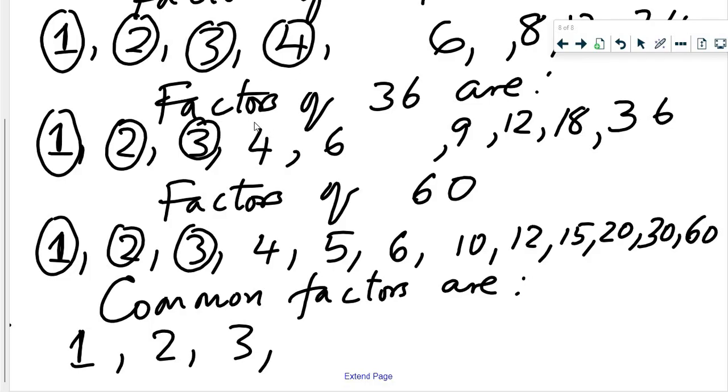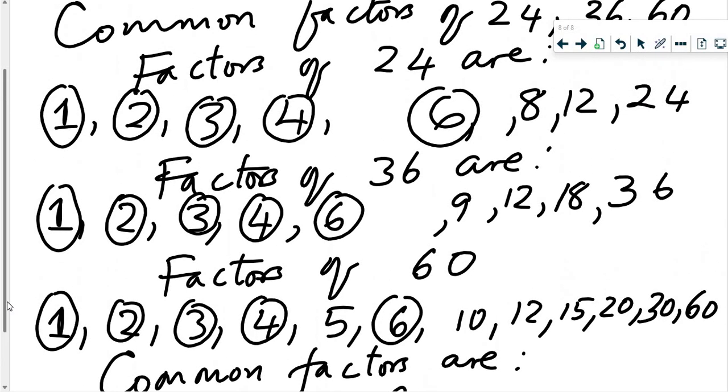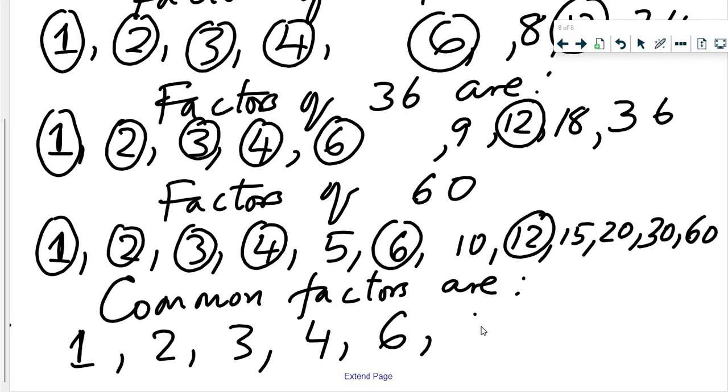Then 4. 4 is here, 4 is here, 4 is here. Then 6. You have 6 here, 6 here, and 6 here. How about 12? Do we have 12? Yes, we have 12 here, 12 here, and 12 here. So these are the common factors.